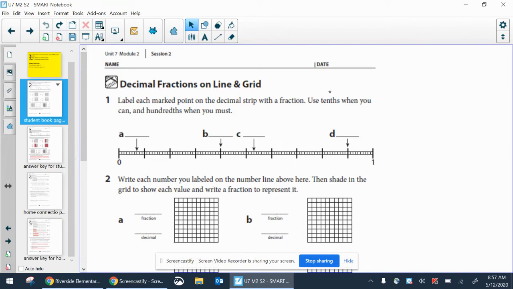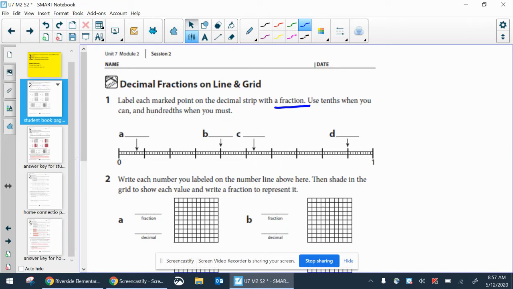So our first problem up here, we are going to be looking at decimal numbers, fractions on a number line, a fraction strip rather, and grids down here. So let's get started with problem number 1. Label each marked point on the decimal strip with a fraction. All right, I'm going to go ahead and just underline that because that's going to be important. All of my answers need to be written as a fraction. Use tenths when you can and hundredths when you must.